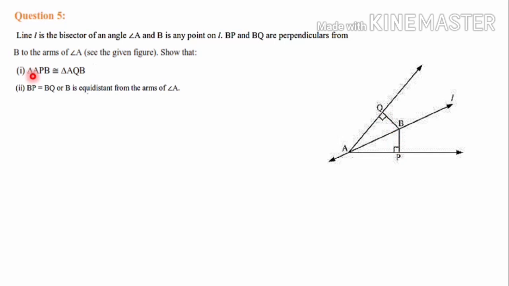Then triangle APB is congruent to triangle AQB. See here you can see APB and another triangle is AQB. We have to prove these two triangles are congruent. As I said, two conditions we can get directly from the question, and one you have to find out which one is a suitable one. By using those three conditions, we have to prove triangle APB is congruent to triangle AQB.